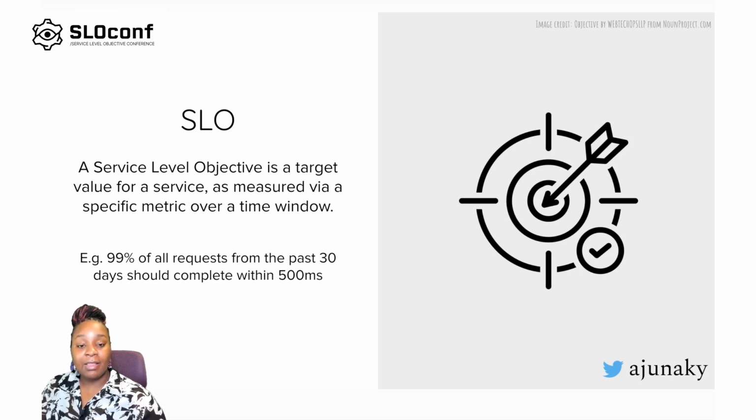So if we pick that our metric or our service level indicator is requests that complete within 500 milliseconds, we can add a target and a time window to that and say that our SLO is 99% of all requests from the past 30 days should complete within 500 milliseconds.